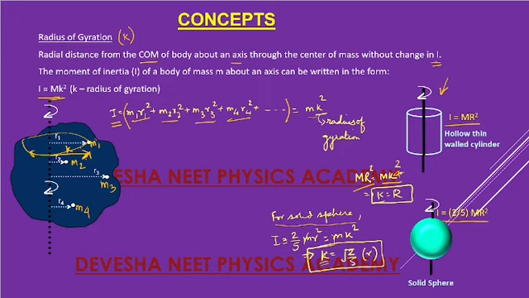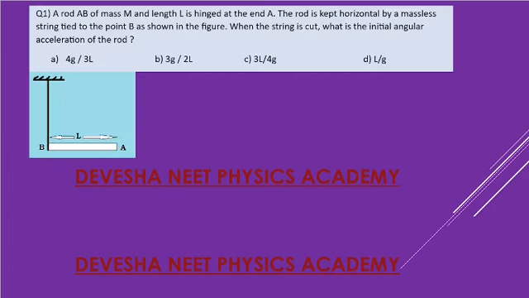Okay, so now that we have got a good grasp on the concepts, we can move to solving the problems. So this is the first question. Given that a rod AB of mass m and length L is hinged at the end A. The rod is kept horizontal by a massless string tied to the body.